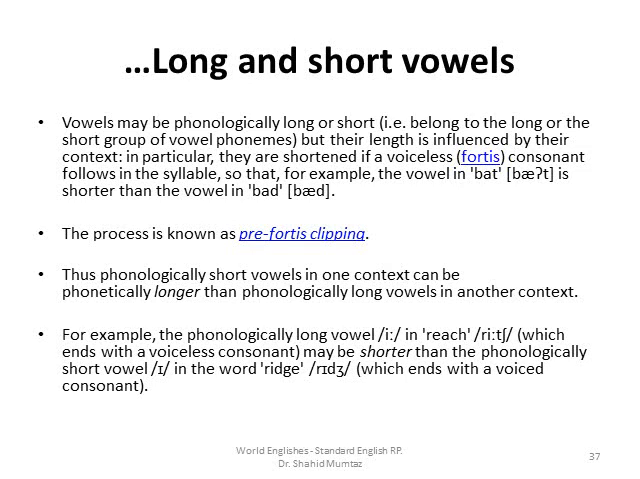In particular, they are shortened if a voiceless consonant follows in the syllable. So, for example, the vowel in bat is shorter than the vowel in bad. Bat, bad. Why is there this difference? Because of the consonant. Ta is voiceless and follows the vowel, so it makes the sound shorter. But in bad, da is not voiceless, so it gives a longer vowel sound. This process is known as pre-fortis clipping.